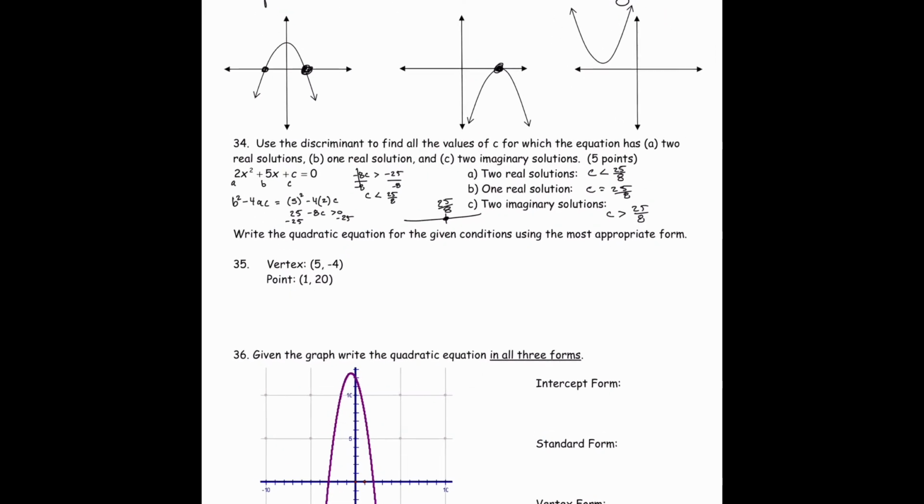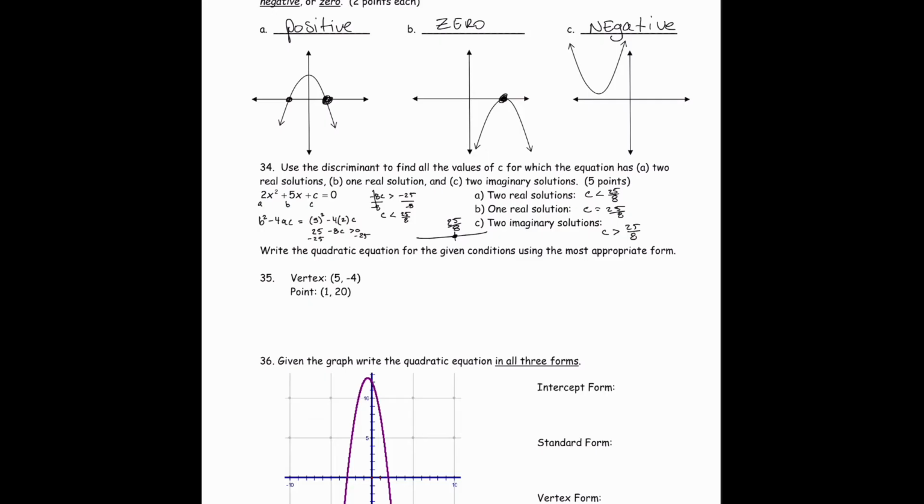Write a quadratic. 35. Write an equation for the given conditions using the most appropriate form. All right, so I'm thinking vertex form. Vertex form is a times (x minus h) squared plus k. So we're just plugging in values for h and k. So x minus 5 squared minus 4.